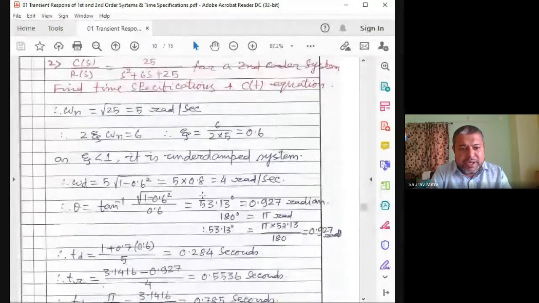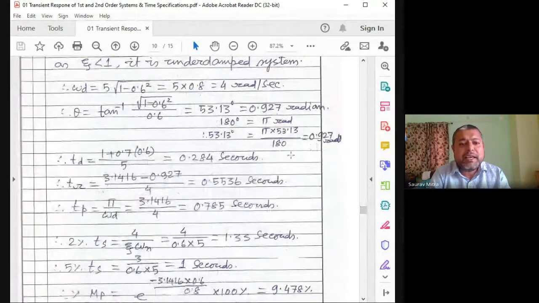So omega d is 4 radian per second, theta is equal to something 0.927 radian. So calculate everything in radian, don't calculate in degrees. Then TD is 1 plus zeta into omega and whatever. So this is the formula. So this is zeta 0.6 and this is equal to 0.7. What is 0.7?